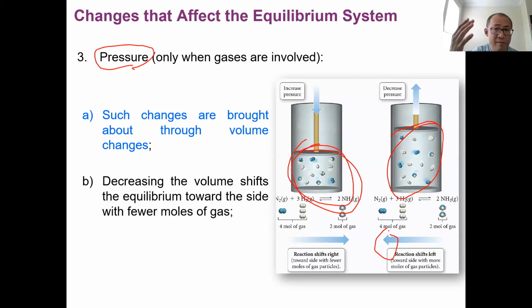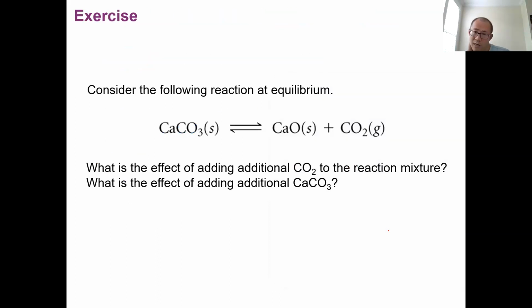So again, pressure only applies to gas, and the gas is affected by volume change. Decreasing the volume shifts to the side with less gas, fewer moles of gas. Increasing the volume shifts the equilibrium to the direction with more moles of gas. Okay, this is a quick exercise and concept check. You can see this equilibrium has 3 substances, 1 reactant and 2 products.